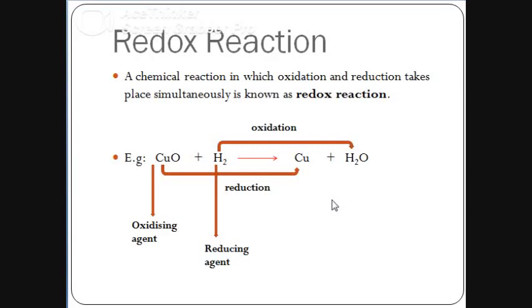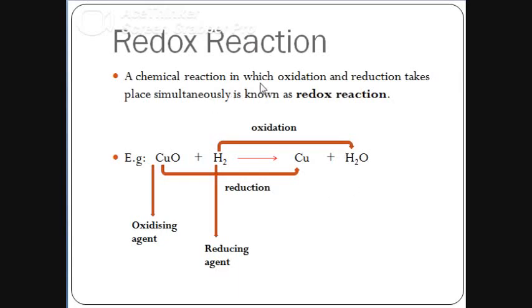Yes children, let us discuss one more new topic related to your previous topics, that is oxidation and reduction. So our new topic is redox reaction. First I'll discuss the meaning of redox reaction. It is a chemical reaction in which oxidation and reduction take place simultaneously, that is, side by side. This reaction is known as redox reaction.